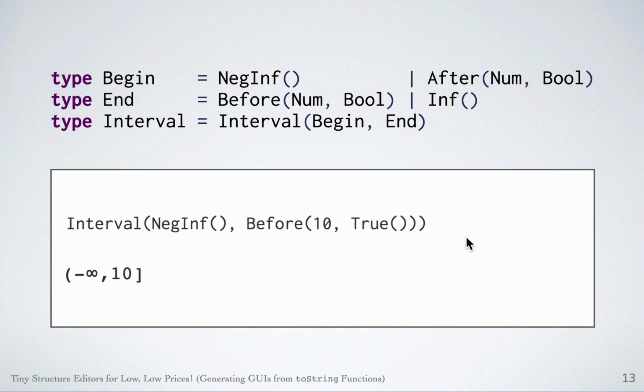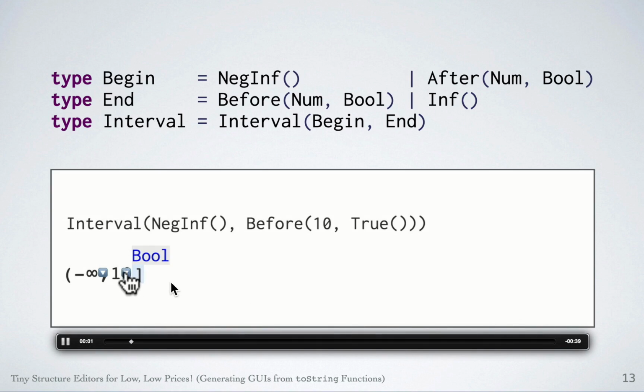So here it is in action again. I can click the little swap variant button to change the Boolean true to false. But we can also swap the variant for the entire ending boundary. So we can change it to an infinite boundary, like so, or we could change it back. We can also edit the numbers as well.